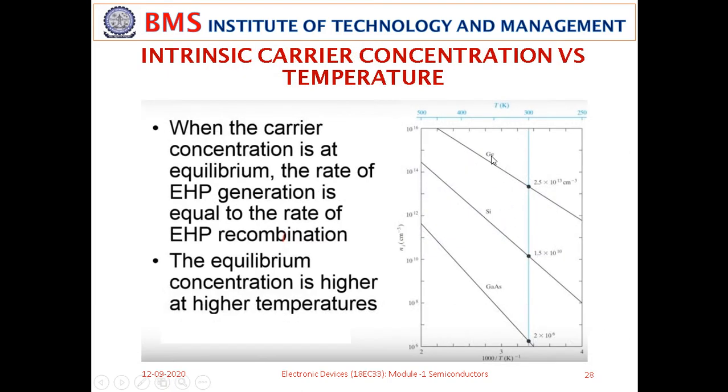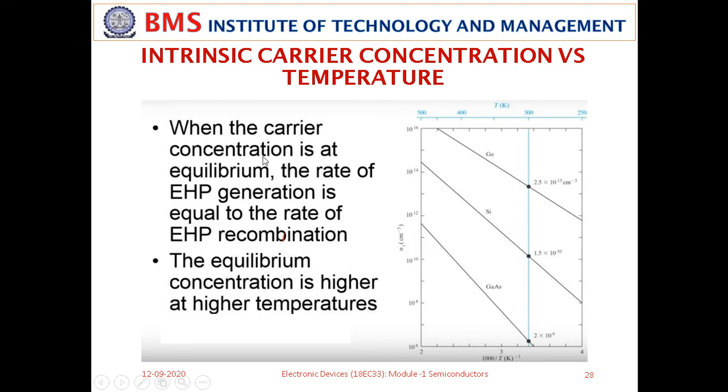Because germanium has a small band gap, its intrinsic concentration is very large. Whereas silicon has a moderate band gap, which is 1.1, its intrinsic concentration is 1.5 into 10 to the power of 10. And the band gap of gallium arsenide is very large, so its intrinsic concentration is 2 into 10 to the power of 6.